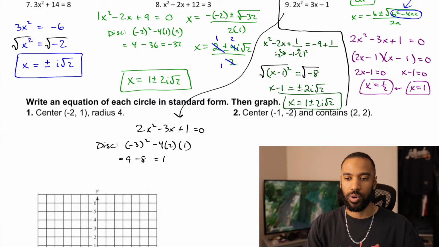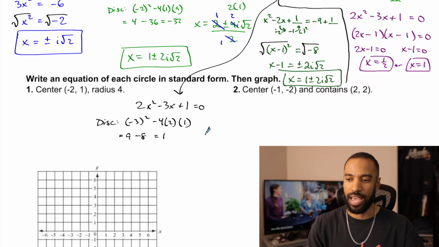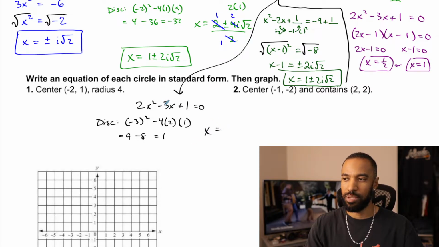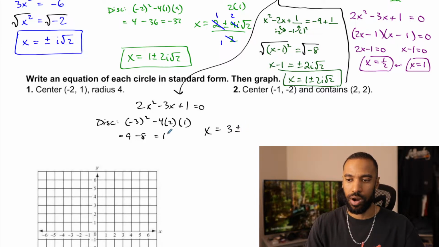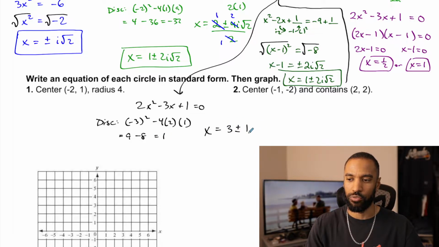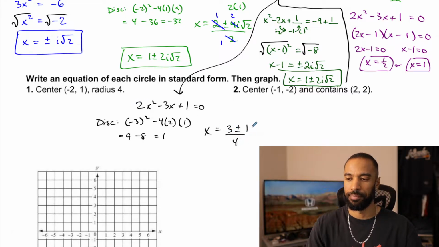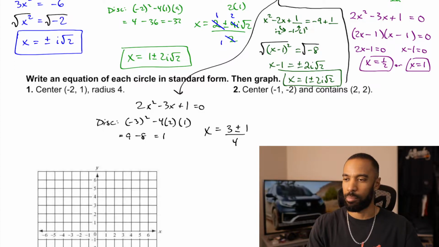So if you don't mind, I'm going to try and write this stuff a little bit faster here. We get x equals, you know what negative b is? Opposite of negative 3. That's 3. Plus or minus the square root of b squared minus 4ac. The square root of 1 is 1. All divided by 2a. 2 times 2 is 4. 3 plus or minus 1 divided by 4.